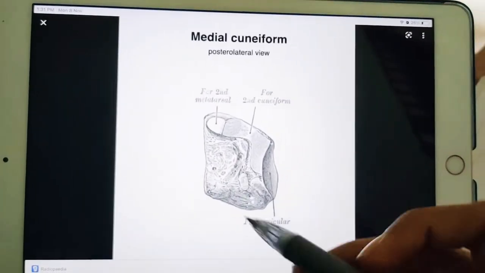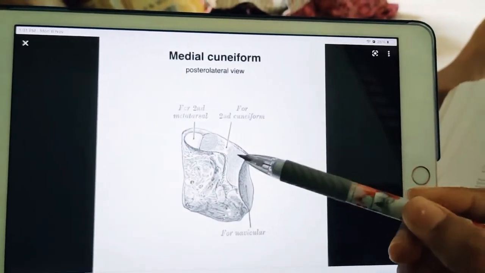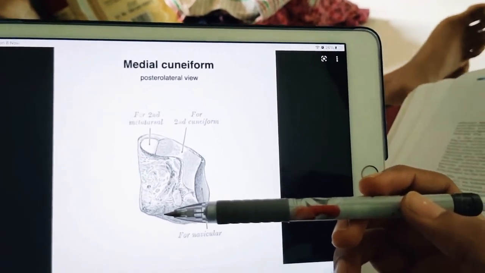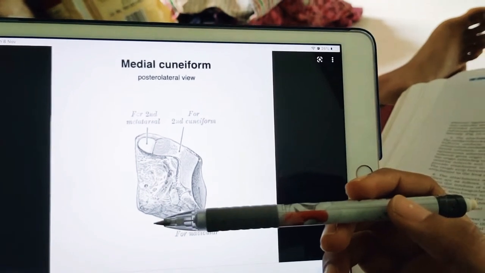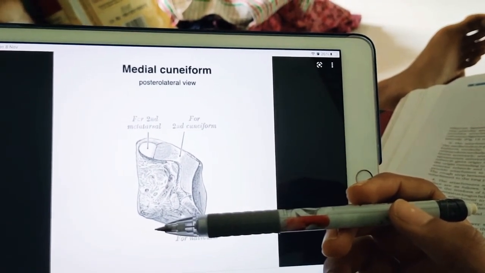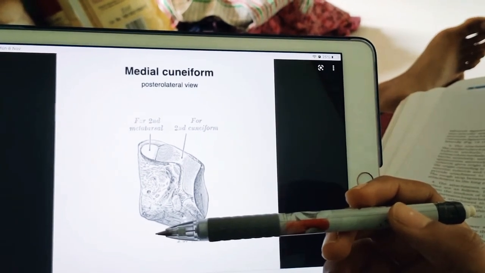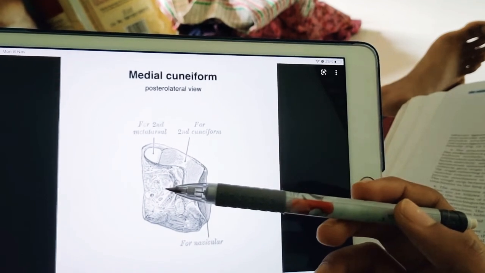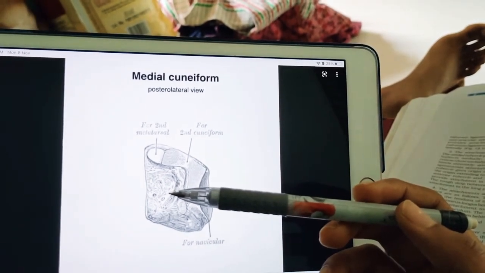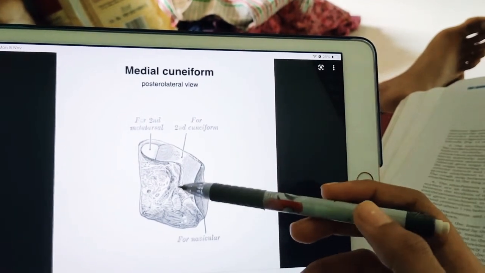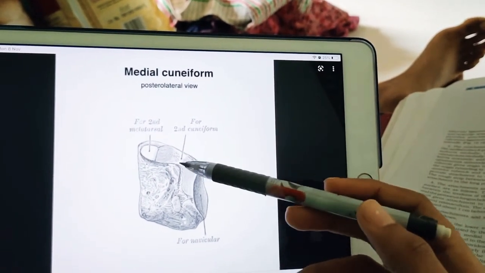Now we'll discuss in detail the medial cuneiform by seeing the bone in detail. If you see here, this is the medial cuneiform, the posterior lateral view. How to determine the side, whether it is right side or left side? Let us understand. Mainly the thin edge forms the dorsal surface, because for the medial cuneiform the edge forms the dorsal or superior surface, whereas the base forms the plantar surface.